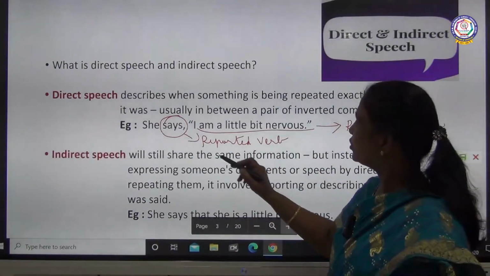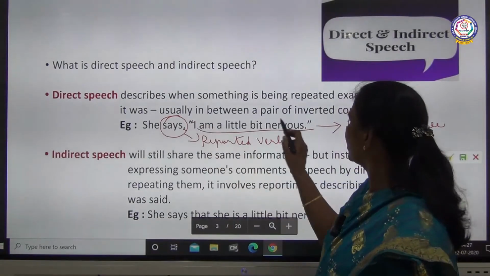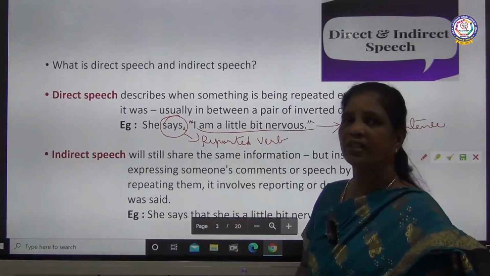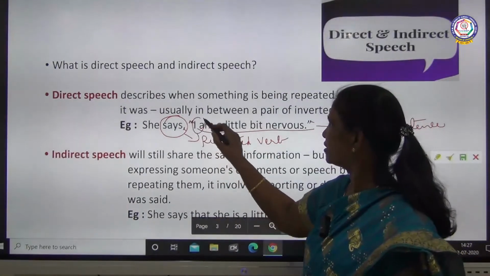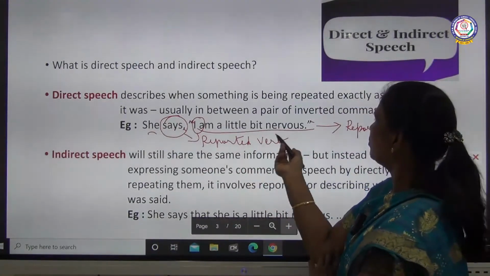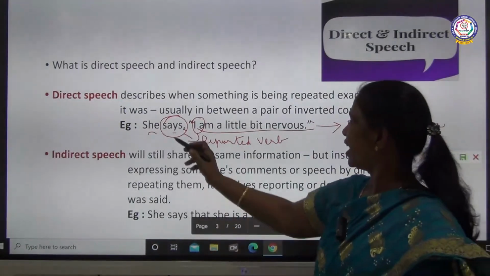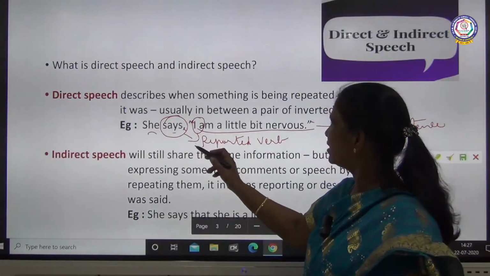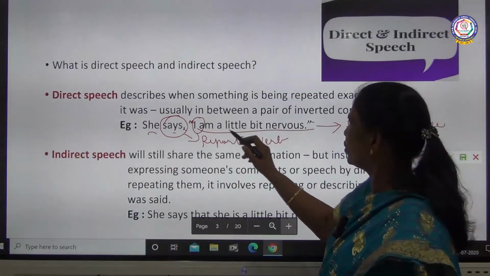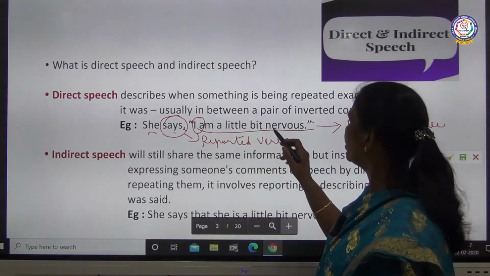And what you have to see is, you have to remove this comma and you have to remove these inverted commas. Then you have to see that the pronoun I is given, and see what must be changed. So she is given, so it must be third person she here. A little bit nervous, so she says is given, it is a present verb. She says that she is a little bit nervous.